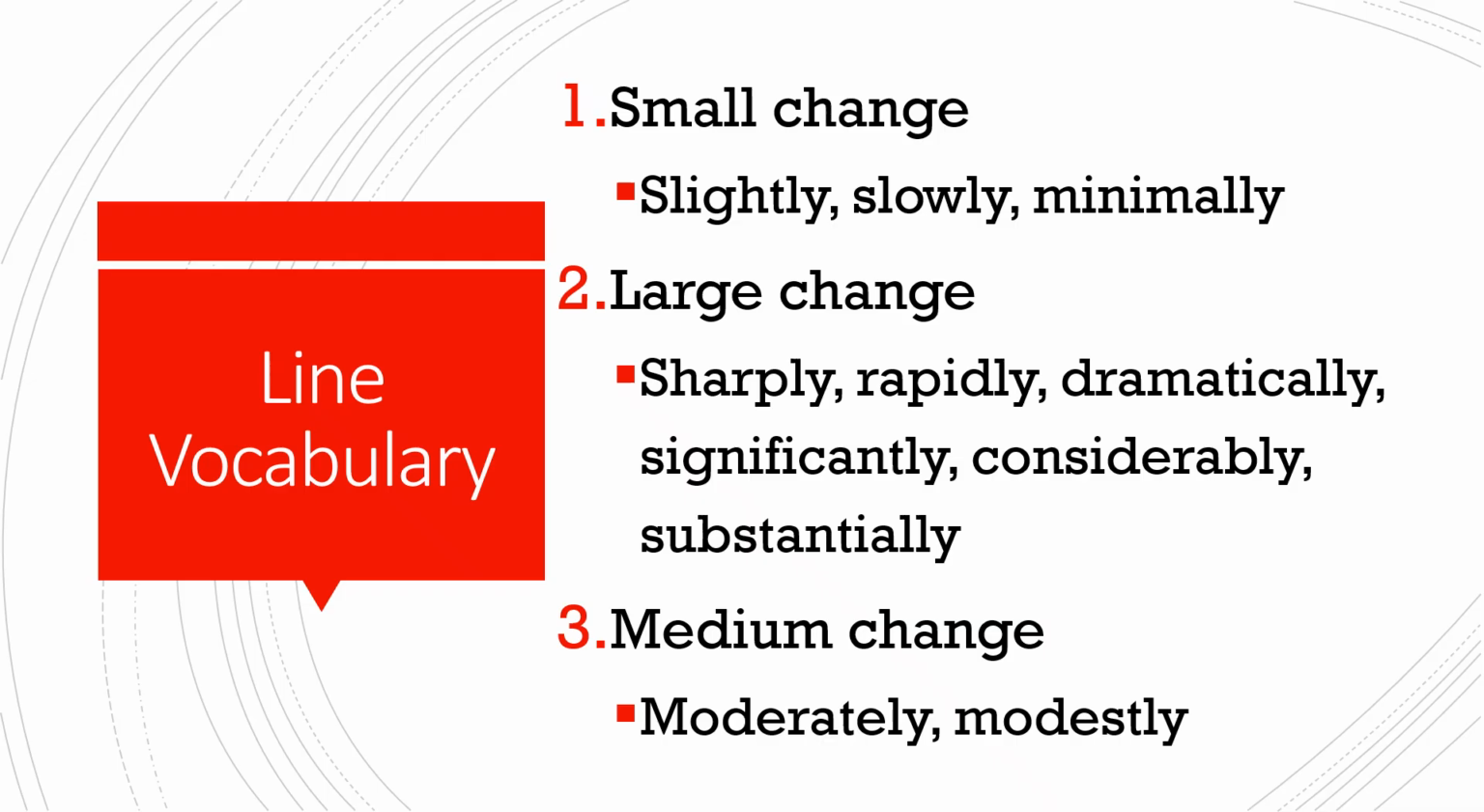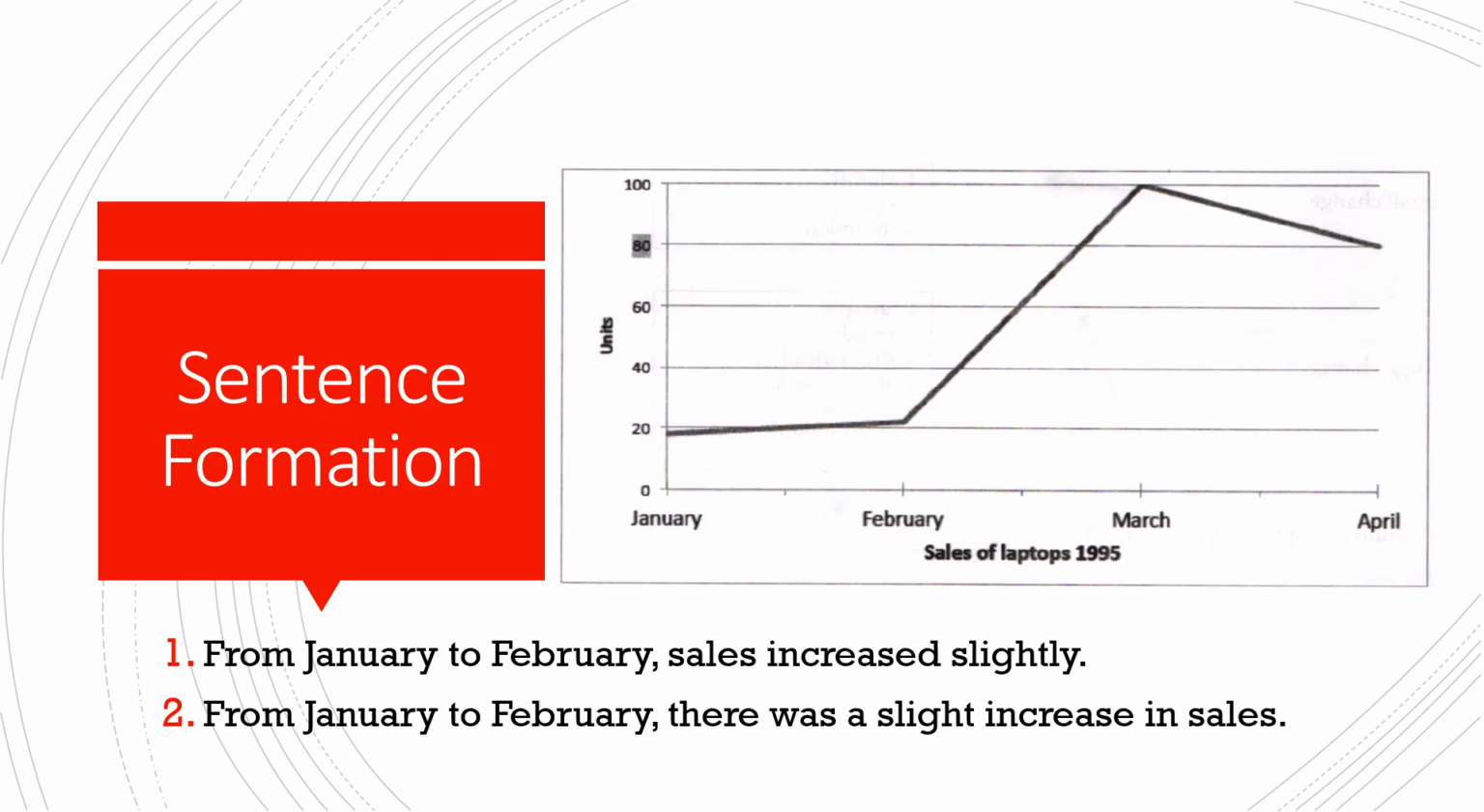If there is a medium change, you can also use moderately changed, or moderate change, modestly changed, or changed modestly. Then this is a sample of a graph to explain. We need to start from January to February. Sales increased. From January to February, there was a slight increase in sales.